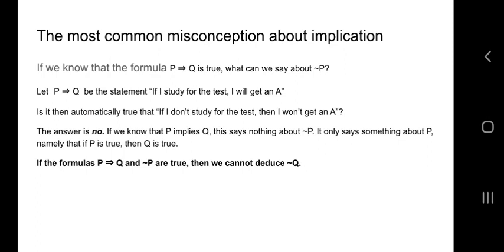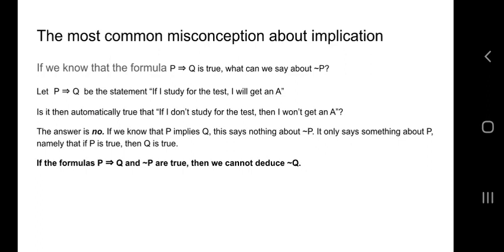So this is really important. The statement that P implies Q means that whenever P is true, Q is true. So if in this instance we have, if I study for the test, I'll get an A, that just means that whenever you study for the test, you'll get an A. But you have to understand that that sentence doesn't say anything about the situation where you're not studying for the test. It might be true that if you don't study for the test, you could still get an A. So if we know that P implies Q is true, it doesn't mean that not P implies not Q. That's not what the implication means.